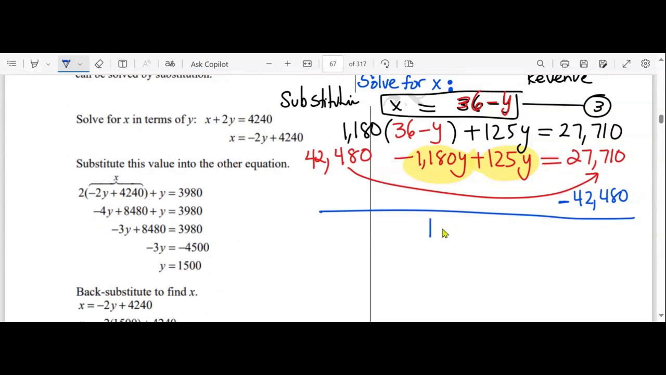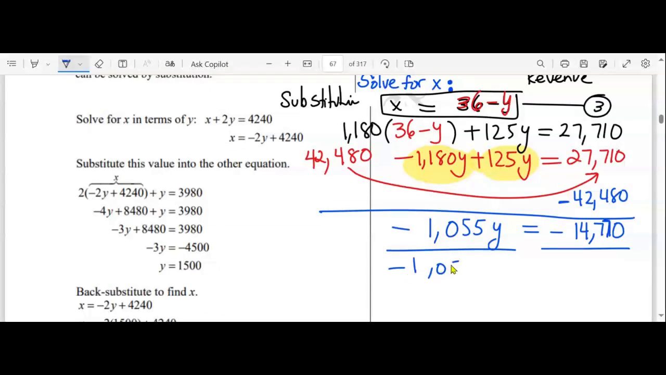Tell me. 1,035. Positive or negative? Negative 55y, equals how much? Subtract. Minus 14,770. Okay. What should I do next? Divide. Yalla, tell me how much.